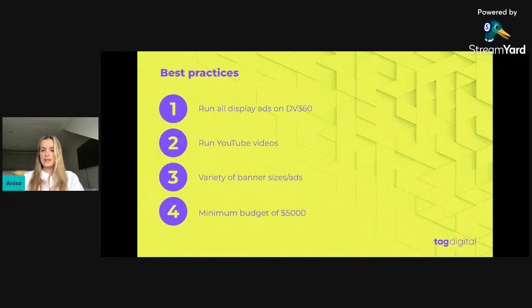And then we have some best practices, and it's good to keep this in mind before starting the programmatic campaign. So first of all, in a lot of cases, it might be beneficial to run all display ads on DV360 and run search campaigns on Google Ads. And the reason behind this is that the CPM and CPA is usually lower on DV360 compared to Google Ads. And you can do all the targeting that you can do on Google Ads on DV360 plus more.